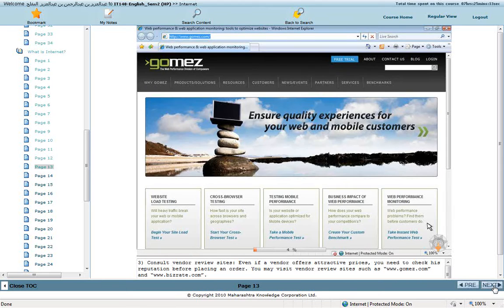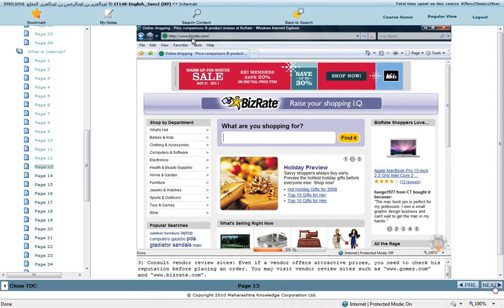Consult vendor review sites. Even if a vendor offers attractive prices, you need to check his reputation before placing an order. You may visit vendor review sites such as www.gomez.com and www.bizret.com. Select a payment option.